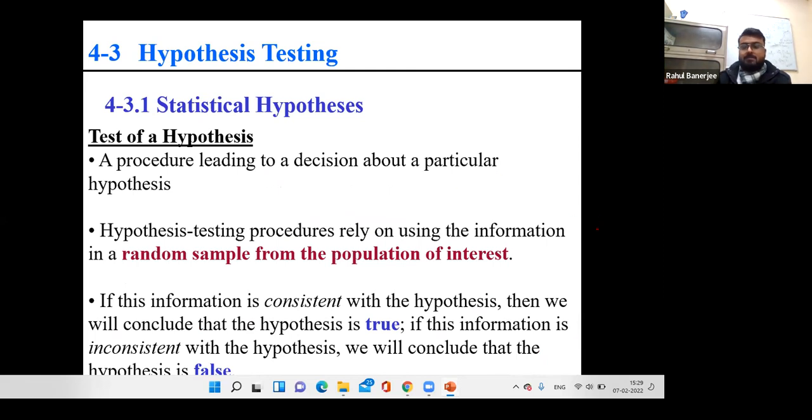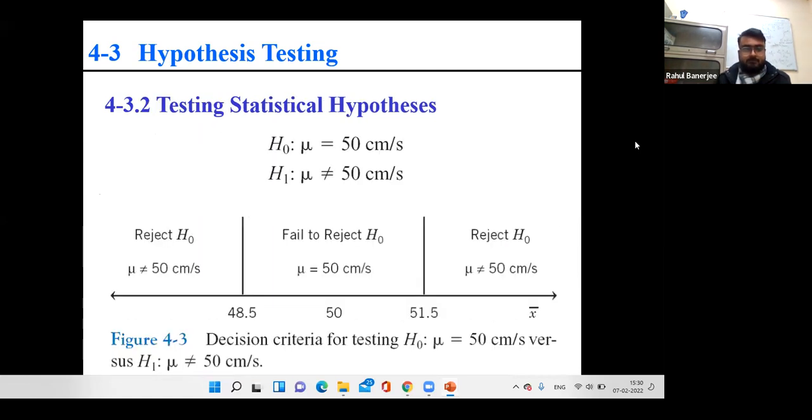A procedure leading to a decision about a particular hypothesis is called a test of hypothesis. Generally, for a hypothesis, we take a sample from the population, perform the experiment, do certain tests, and then see if the results conform to that hypothesis or not. If this information is consistent with the hypothesis, we'll say that the hypothesis is true. If it is inconsistent, we'll say that the hypothesis is false.